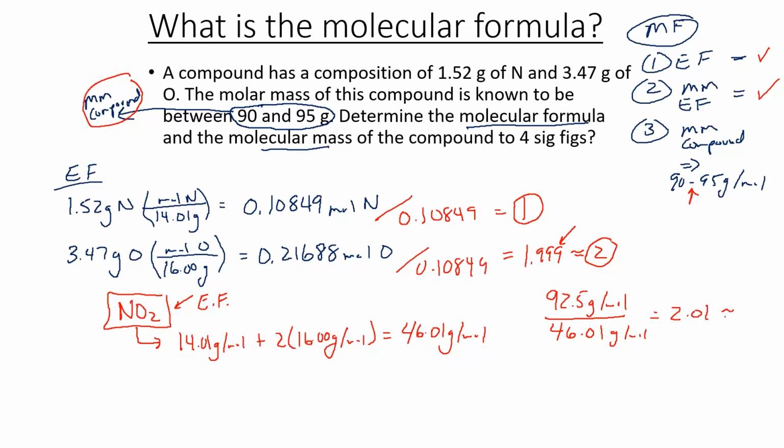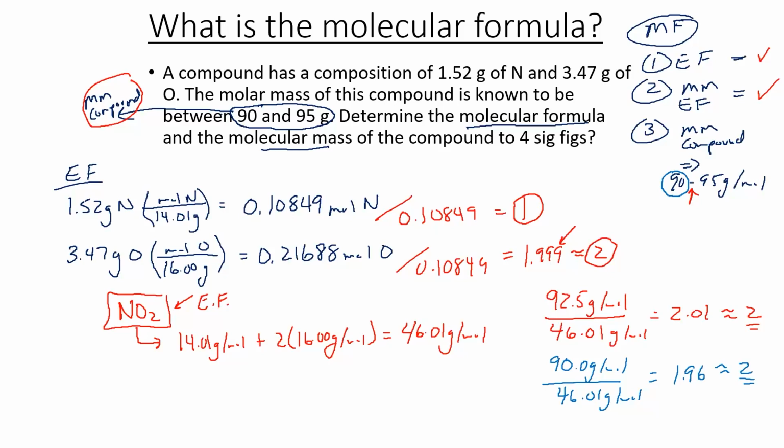Now, let's say you didn't want to choose halfway in the middle, but you want to take the low end of the range. And the low end of the range would be 90 in this case. You could do the same thing, take 90 grams per mole, divided by 46.01 grams per mole, going to give us a factor to multiply the empirical formula above of 1.96. Once again, close enough to round in this case to also give us a factor of 2.